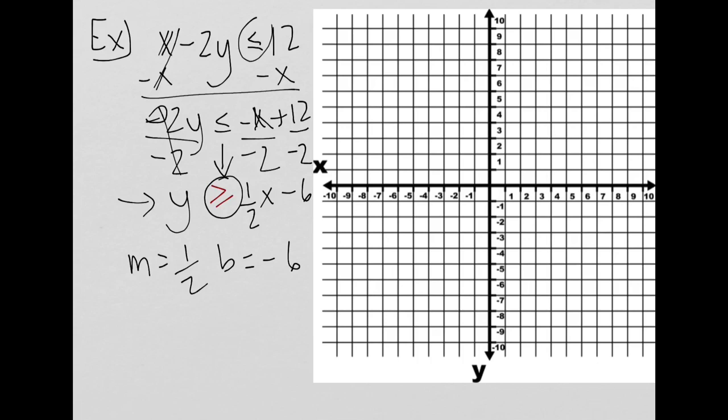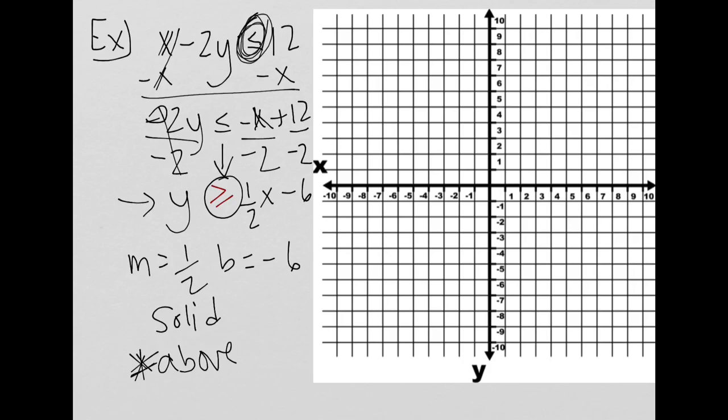And then look at your new inequality. Do not go back up here to the top and look at this one. That is going to give you the wrong answer. So if you look at this, it's greater than or equal to. Since there's an equal to, I want solid line. And since it's greater than, I want to shade above.